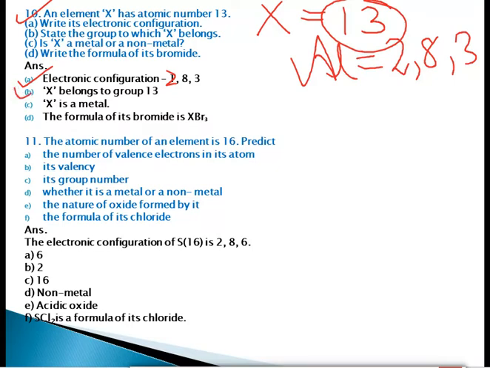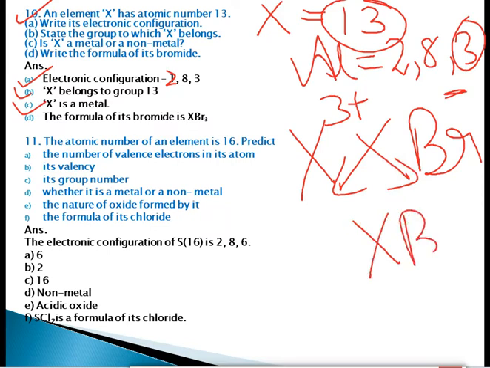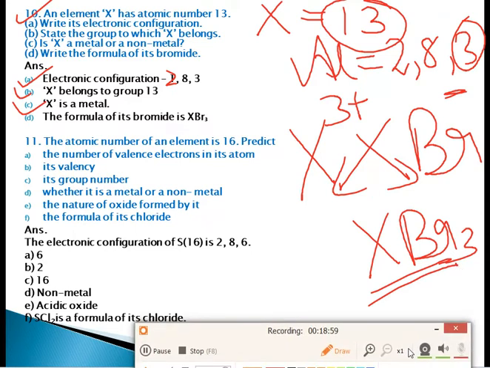Is X a metal or a non-metal? It has 3 electrons in the outermost shell. So what will it do? It will donate its 3 electrons to become stable. So X is a metal. Write the formula of its bromide. X has 3 electrons in the outermost shell, so its valency is 3 plus. Bromine is having -1 charge. They will exchange their valency and form a bromide XBr3. This is the formula of its bromide, XBr3.